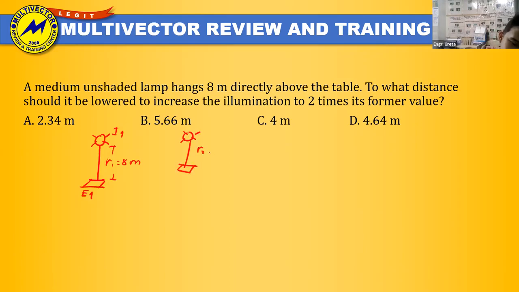Yung R2 yung hinahanap, such that yung illumination daw na mabibigay o may experience ng area natin o yung iniilawan natin is twice ng original illumination. Siyempre may intensity item. Kapag ganyan, hindi nagbabago yung lamp, ang binabago lang is yung distance ng ating iniilawan, constant yung intensity natin. Of course, ang gagamitin natin ditong formula is the inverse square.